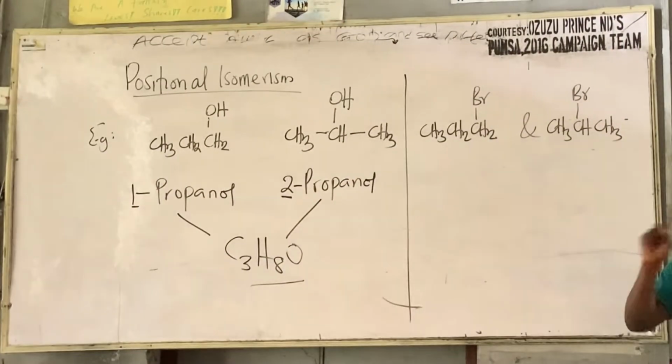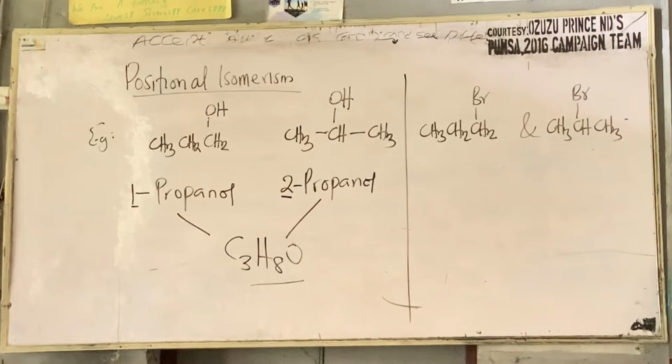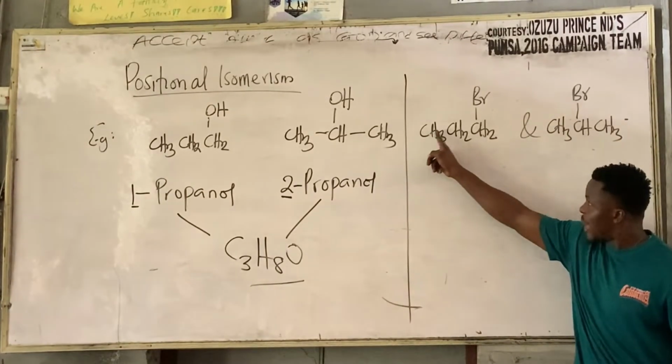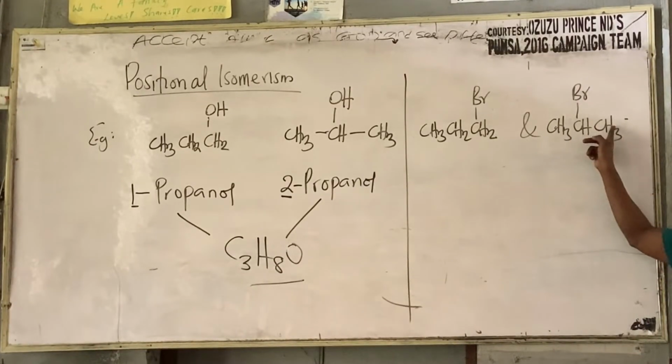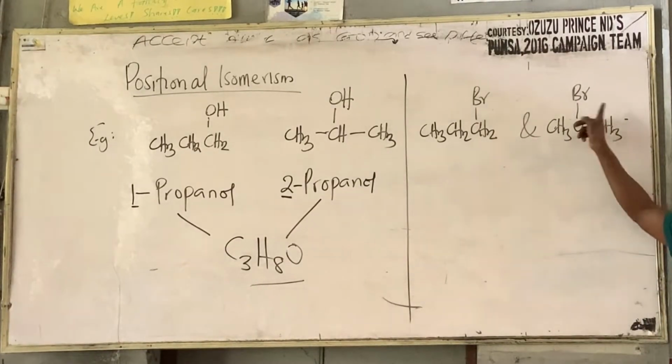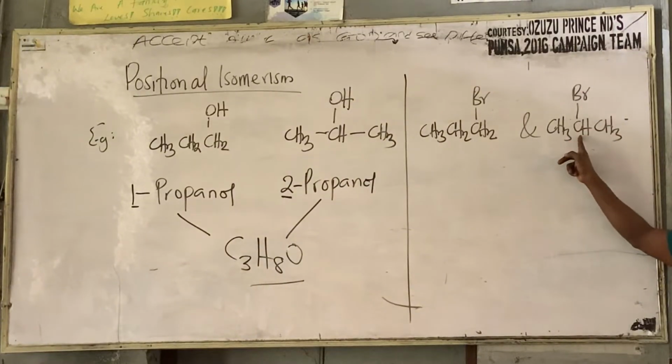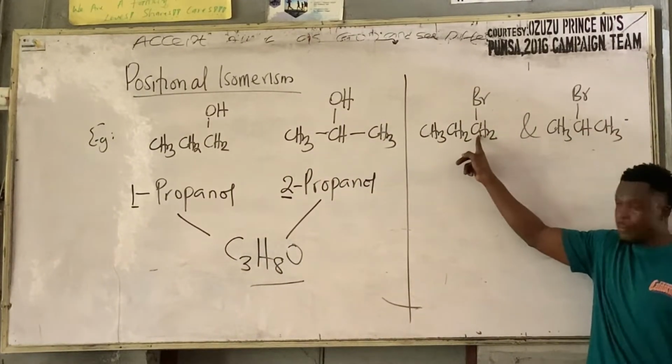What is the difference between both of them? Look at this one: it is a 1, 2, 3, three-carbon chain. This one is also a 1, 2, 3, three-carbon chain. In this one, the bromine is at number 1.